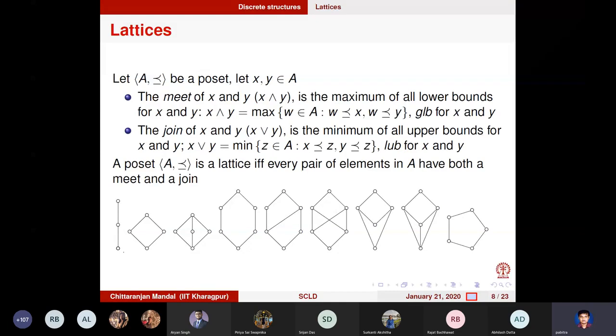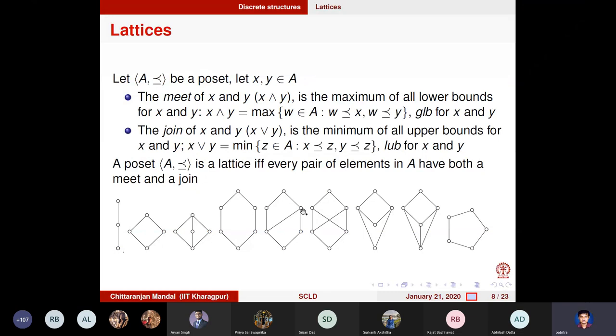What is the meet of them? This one. Similarly, you look at these two elements. What are the upper bounds? The upper bound of this left is this and this. The upper bound of this is this and this. So the common upper bound is this and this. Okay, so what is the minimum among them? This. So this is the meet.